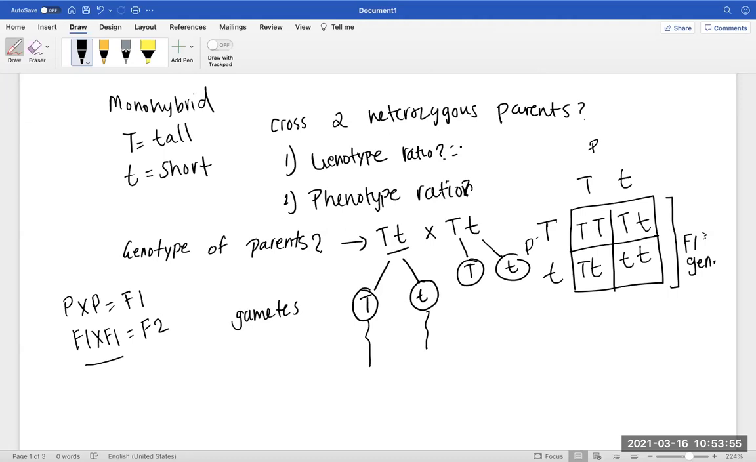3-1, 1-1, okay. So when you write the ratio, I want you to also tell me what is 1, what is 2, what is 1. Yes, Kaylin. So this is the genotype ratio.